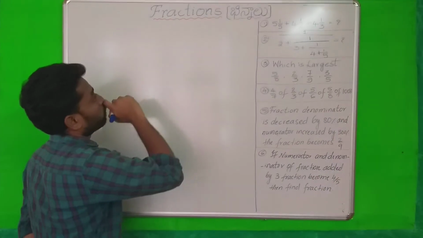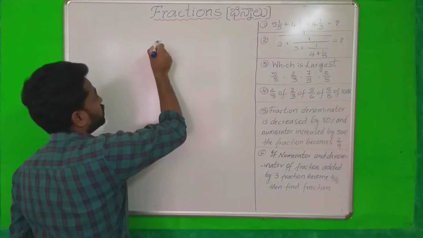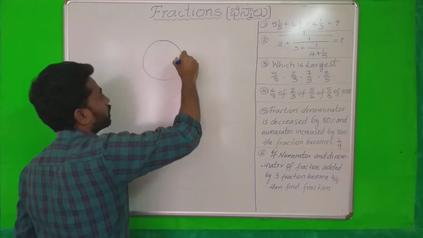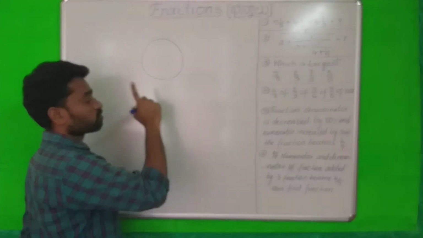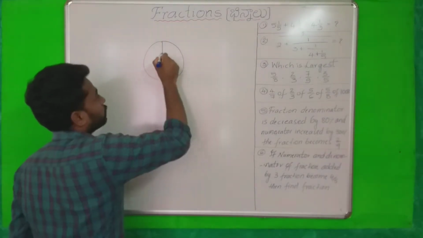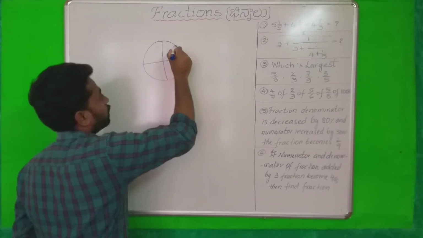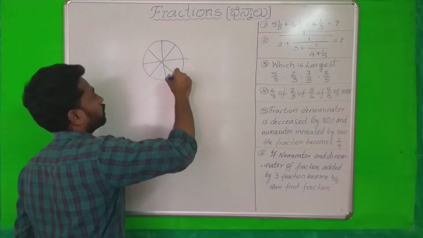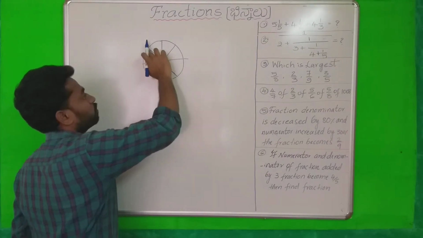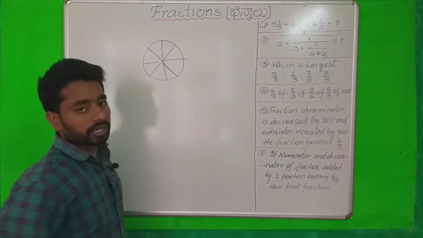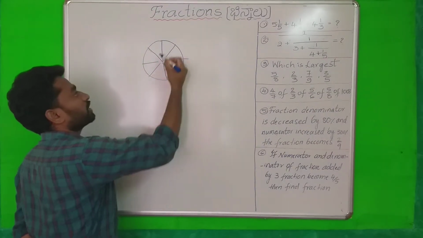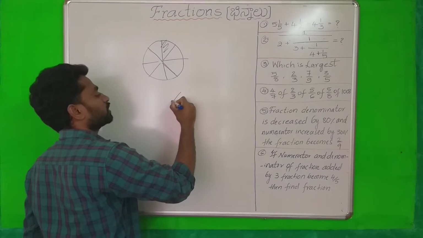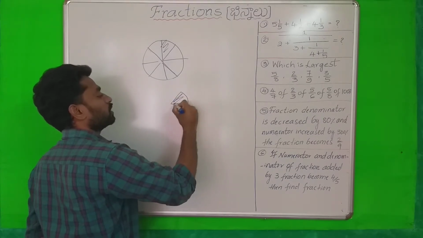First I want to explain what a fraction is. I'm taking one example, like a cake. It is one whole cake. I am dividing it into equal parts. I have made 8 equal parts in total. Now I have taken one piece from this.